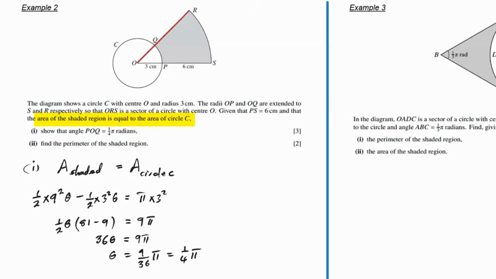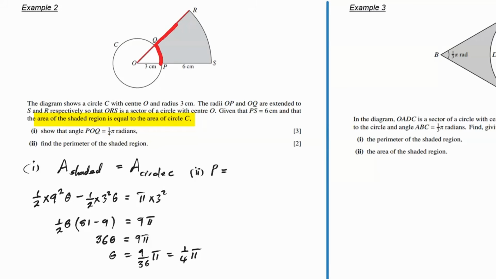Okay, so on part 2, they're asking us for the perimeter of the shaded region. Right, so for the perimeter of the shaded region, which is P, I will say it is equal to, for that perimeter, we have this arc here.